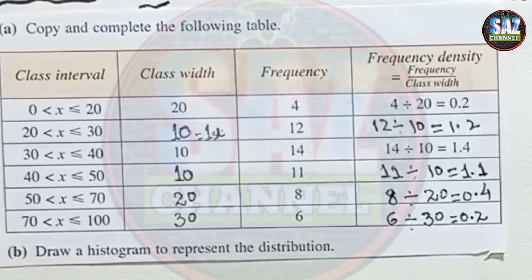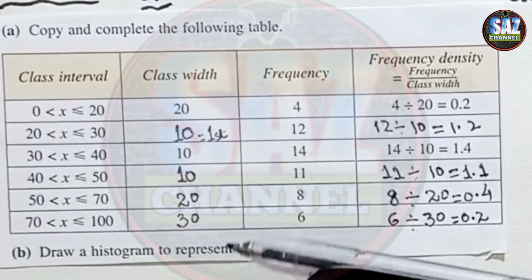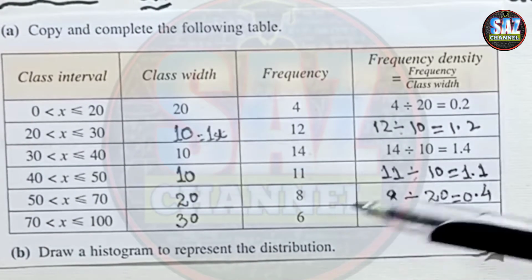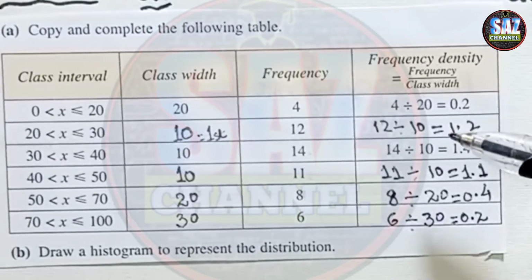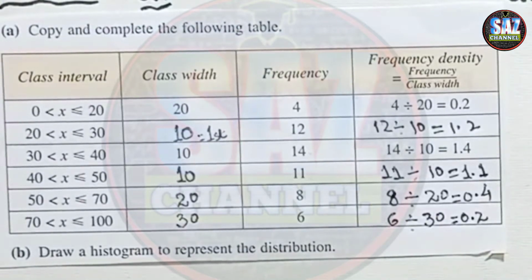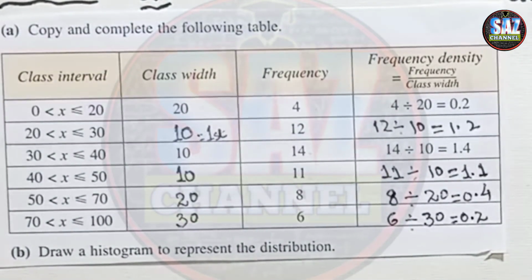Okay, I hope you are clear how we decide whether we are going to plot actual frequencies, or whether we have to find the adjustment of the frequencies. And for the adjustment of the frequencies, there are two formulas available: height of rectangle and frequency density.